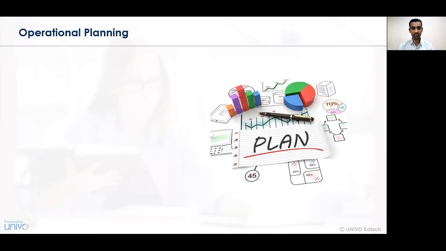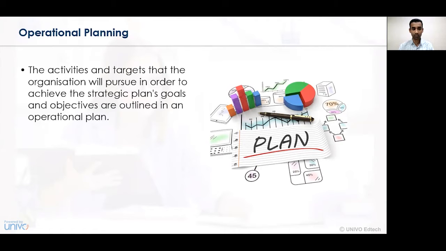Now let's begin with our learning. So firstly, we'll understand what we mean by operations planning. Operations planning is the series of activities and targets that the organization will pursue. Why will they pursue them? In order to achieve the strategic plans, goals and objectives outlined in an operational plan.